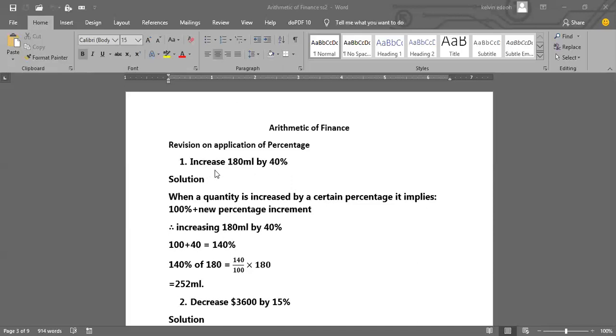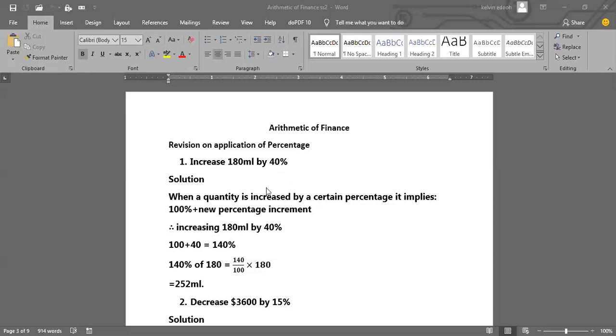Look at this question. If you see something like this, I'll point out the key thing to do. Look at the first question. We are told that we should increase 180 ml by 40%. Remember, the purpose of doing this is that you're going to see it directly in questions on percentage profit or percentage loss, and also in simple interest and compound interest questions. So you're asked to increase 180 ml by 40%.